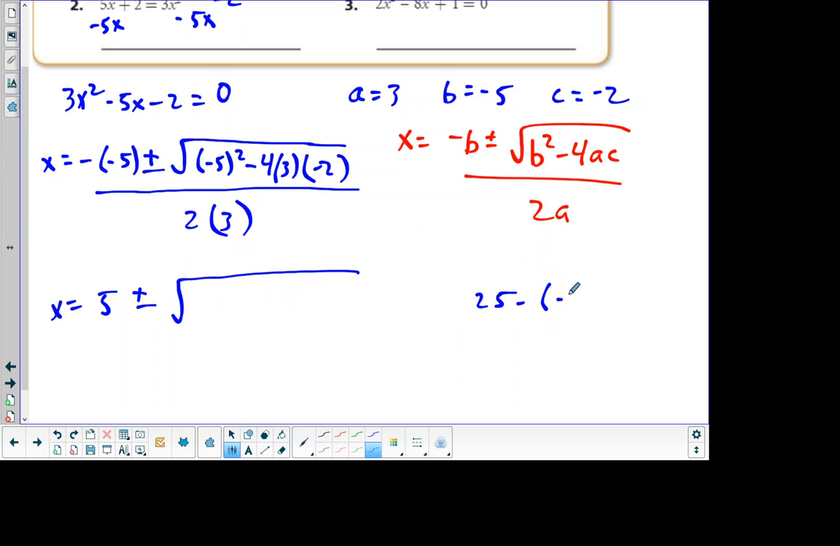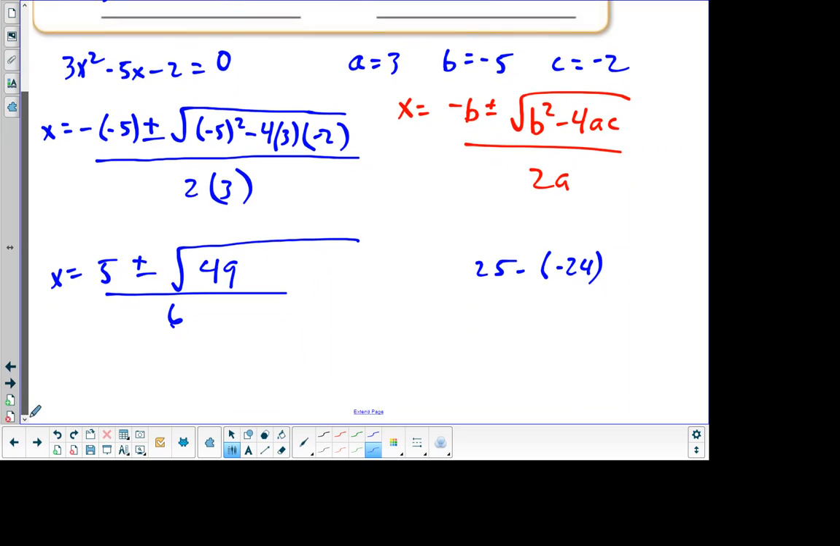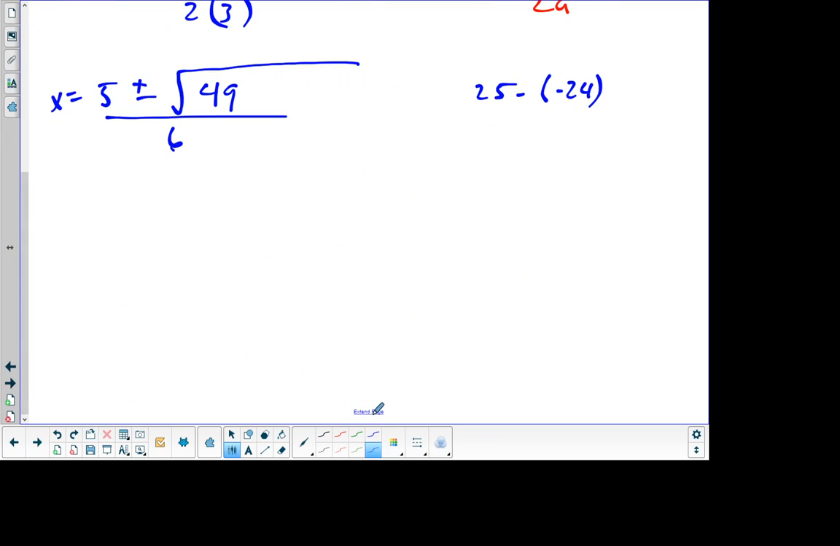So 25 minus negative 24. 25 minus negative 24 is 49. All over 2 times 3, which is 6. Alright, so square root of 49 is 7, so we can say x is equal to 5 plus 7 over 6, or x is equal to 5 minus 7 over 6.